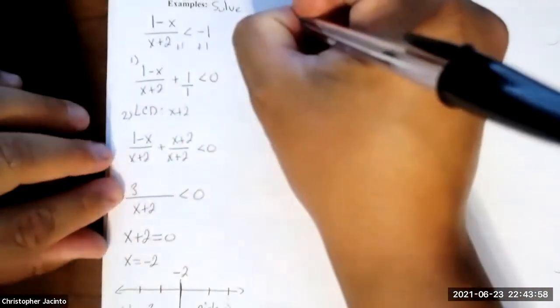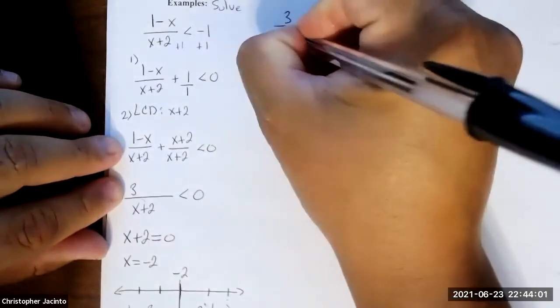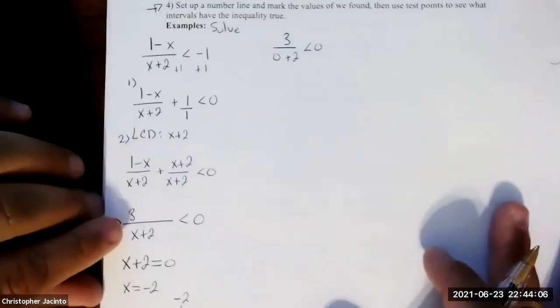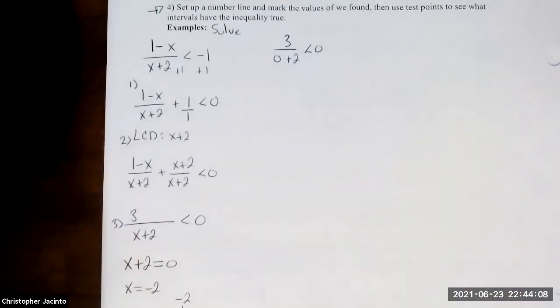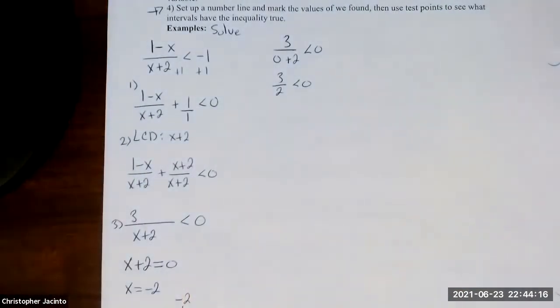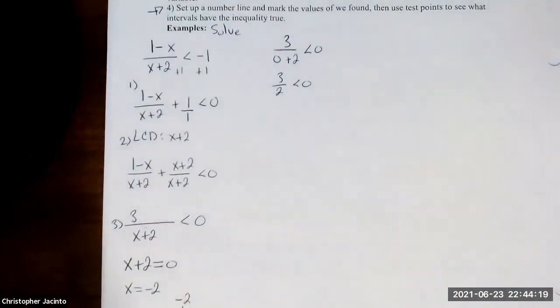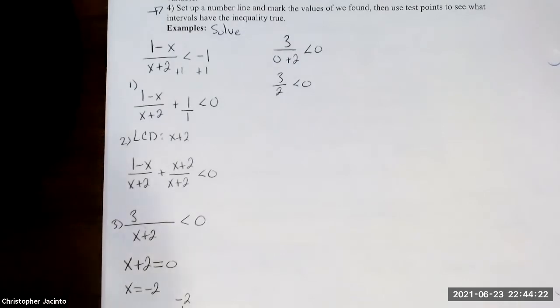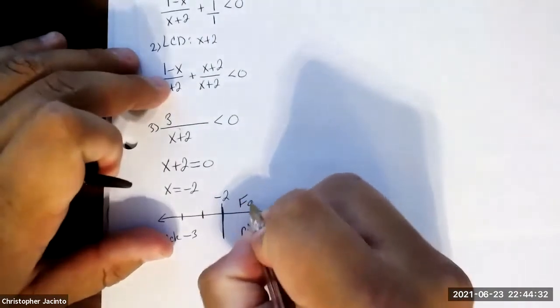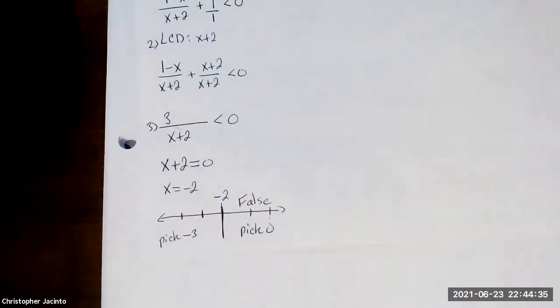So if we plug in 0, right? So I just plugged in 0. Is that true? Is it a true statement? So, is 3/2 less than 0? True or false? False. Good. False. So therefore, I'm just going to put false on this side. This is false. Okay. Now we do the same thing on the other side.